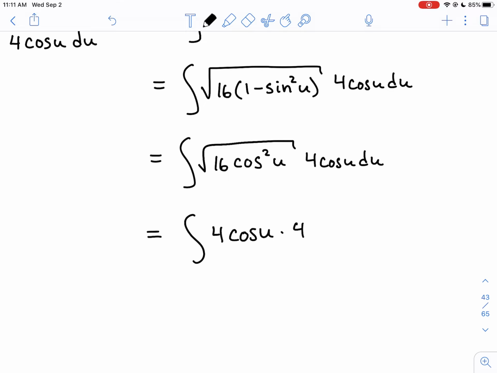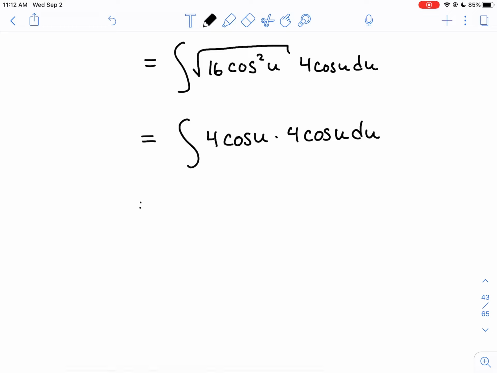But then we still have this 4 cosine u over here. The 4 times 4 make another 16, and that can be factored out to the front. And then the cosine times cosine make cosine squared.